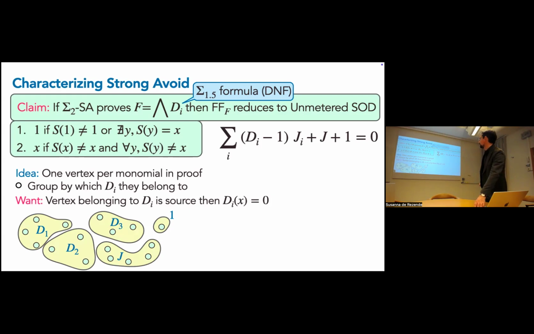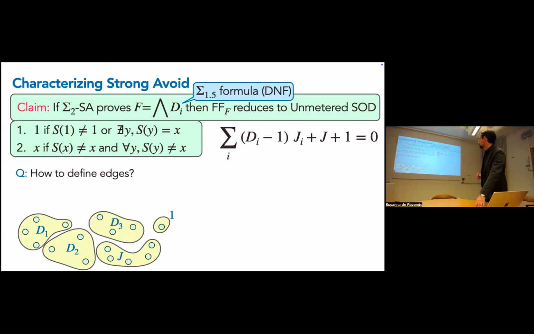And we want that a vertex belonging to D_i is a source. If we have a source in one of these D_i, then the DNF D_i is false. So we can define edges. This is similar sort of to the Sherali-Adams characterization of PPADS, if you've seen that, but also sort of different.